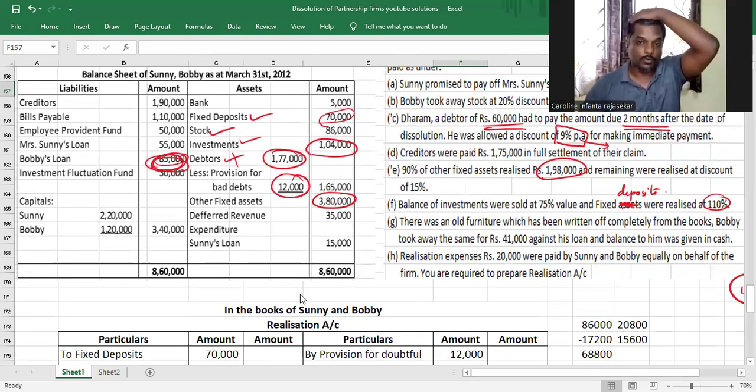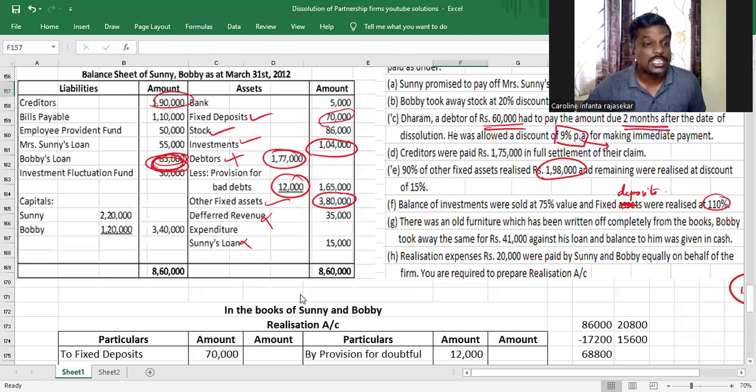Provision for doubtful debts is an internal liability. It will not be paid. Provision for doubtful debts, investment fluctuation fund are all internal liabilities. They will not be paid. Other fixed assets are done. Deferred revenue expenditure is an accumulated loss. Sunny's loan is a partner's loan. Loan to partner, it goes to the debit side of partner's capital account.